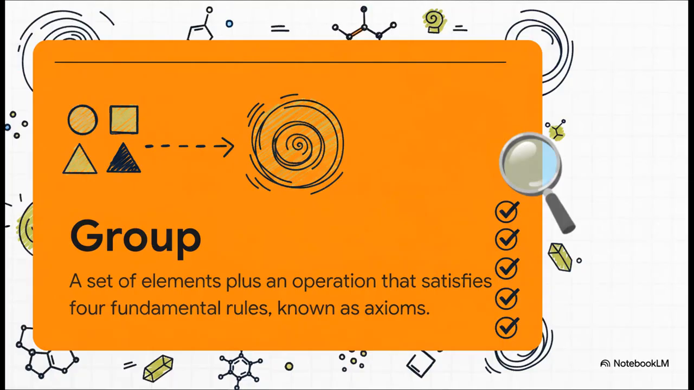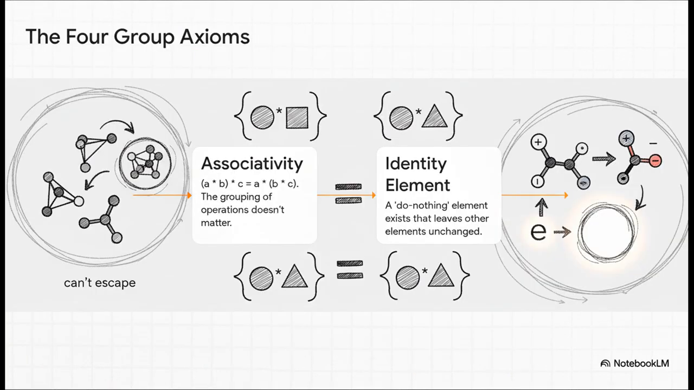In mathematics, a group is this surprisingly simple but incredibly powerful idea. It's really just a collection of things, we'll call them elements, and an operation, kind of like addition or multiplication, that combines them. But here's the key. That combination has to follow 4 very specific rules, or axioms. Let's just quickly break down these 4 rules.